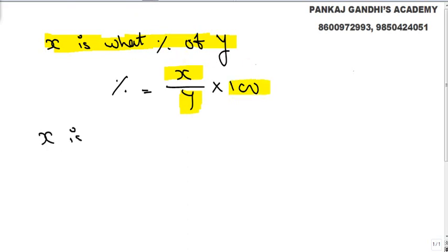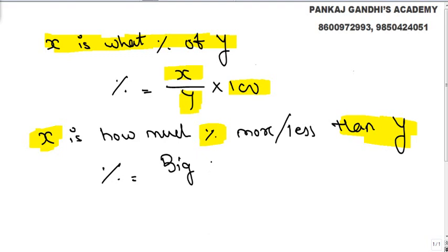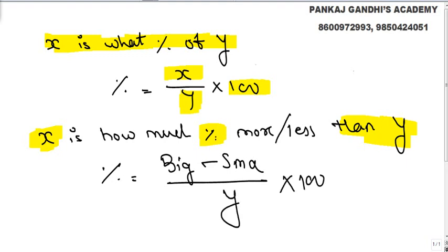If it's asked x is how much percent more or less than y, the required percentage is bigger minus smaller upon what all is done, into 100. What all is done, that's the denominator, y. Bigger minus smaller upon done into 100.